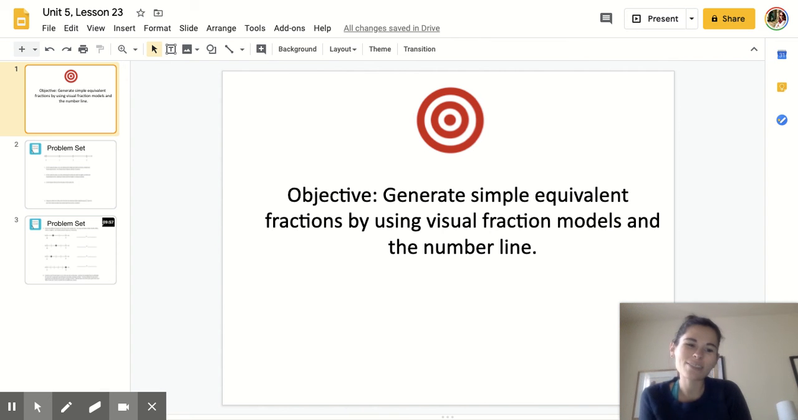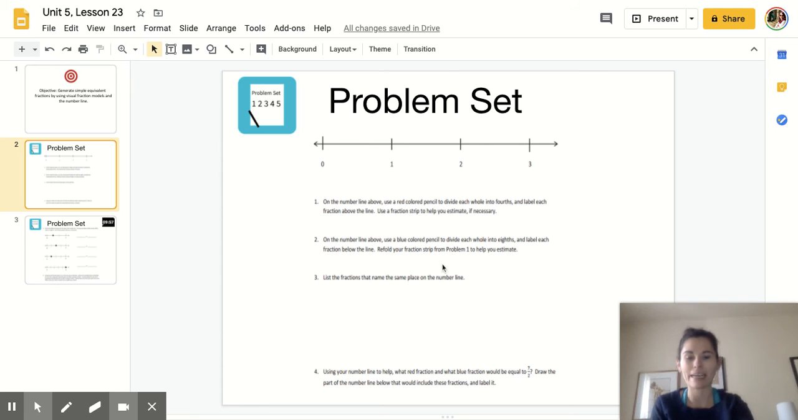Hey, third grade. So today we're going to continue our work on equivalent fractions. We're going to jump in, no fluency today. Let's look at this first problem. On the number line above, use a red pencil to divide each whole into fourths and label the fraction.